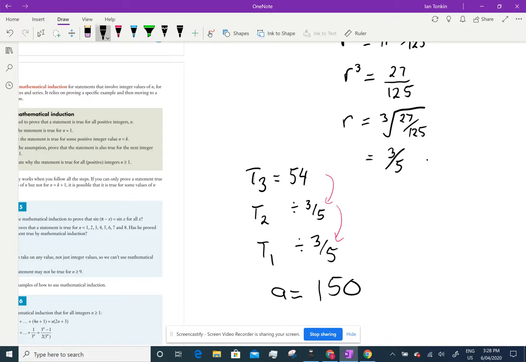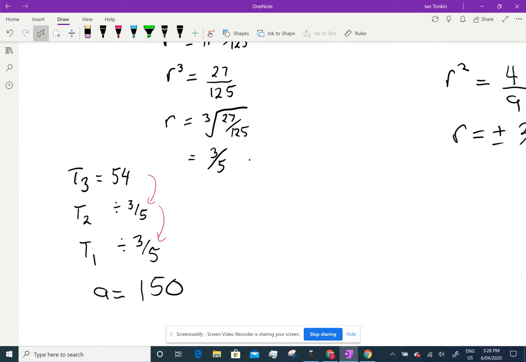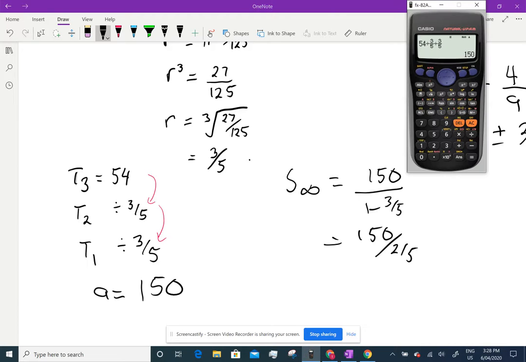So therefore, the limiting sum, S of infinity, and there's only one of each of these, is A, 150, on 1 minus 3 on 5, which is 150 on 2 on 5. I'm just going to do that on my calculator. 150 divided by 2 on 5 is 375. And I'm just going to check the answers.